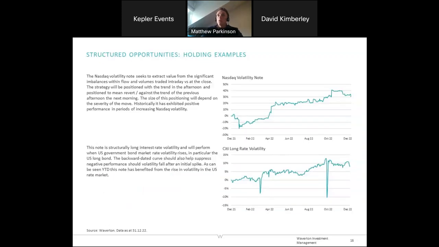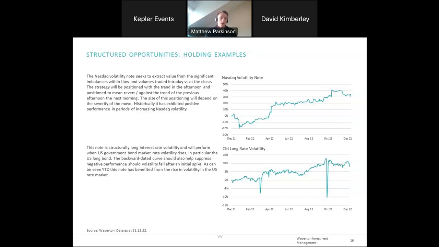Now, two more quick examples, which fit in our structured opportunities bucket within the Waverton Absolute Return Fund. The first one at the top, the NASDAQ volatility note. This is really designed to take advantage of the passive flows from ETFs and importantly leveraged ETFs and bank hedging programs on the NASDAQ.